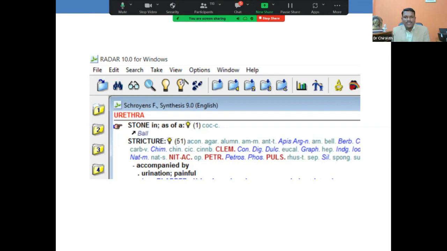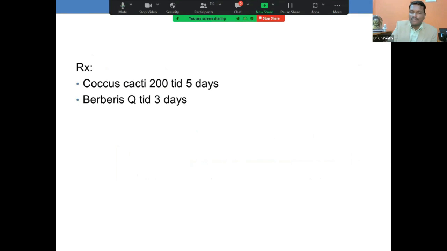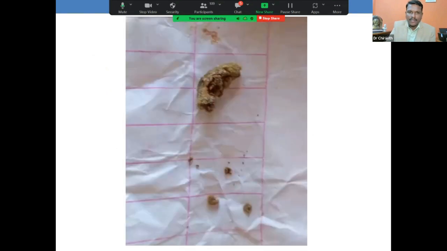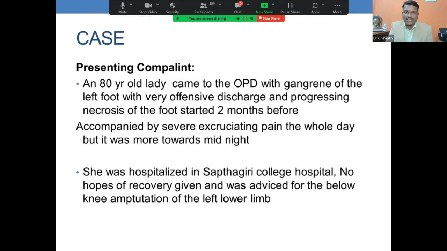I just checked, and it was Coccus cacti, only one remedy, and that was given TID for 5 days. But after 4 days itself, he said, the stone is moving, doctor. I'm able to feel it. It has come to the tip of the glans. I just said, tomorrow it will fall. Please take it out, collect it, and send me a picture. Next day, he sends me the pic of the 10 into 5 mm calculus. That's how it has come out.